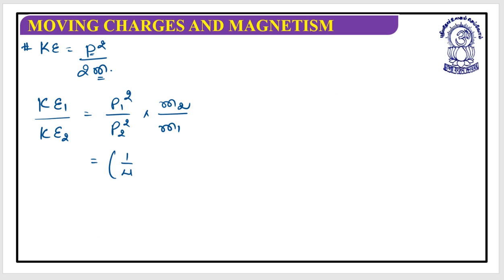So this is the square of 1 is to 4 multiplied by the mass of an alpha particle, which is 4m, and the mass of a proton, which is m. This becomes 1 is to 16 multiplied by 4, which is 1 is to 4. I hope you got the same answer.